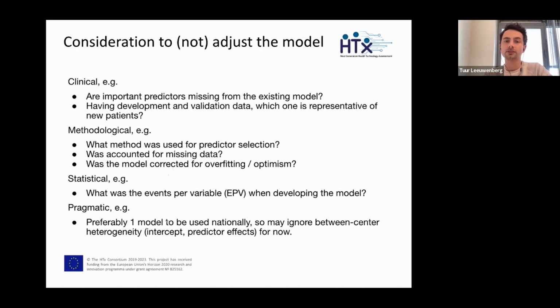And as I mentioned before, sometimes you might ideally want to use one model on a national level, for example, and then you either develop the model on the national level or do only small alterations locally.